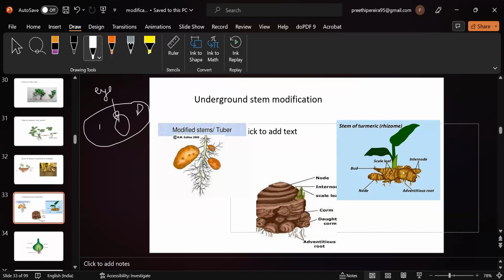Okay. Next example we are going to study is rhizome. So the best example for rhizome is turmeric and ginger. Turmeric and ginger is the best example for rhizome. In ginger, everybody has seen ginger. You use ginger in your house, I guess so. You can go to the kitchen and also see now if you all are so interested.